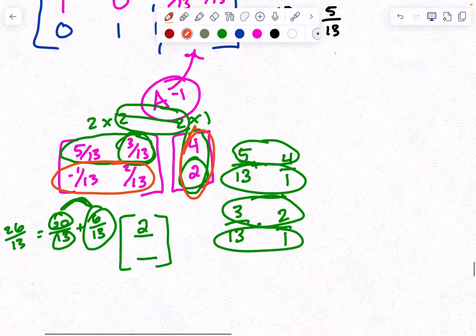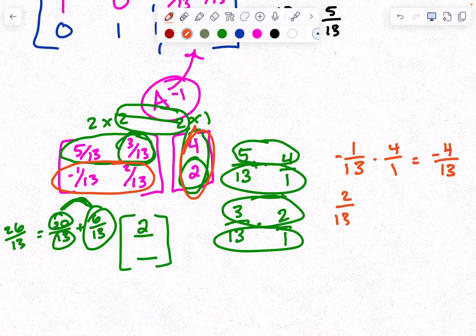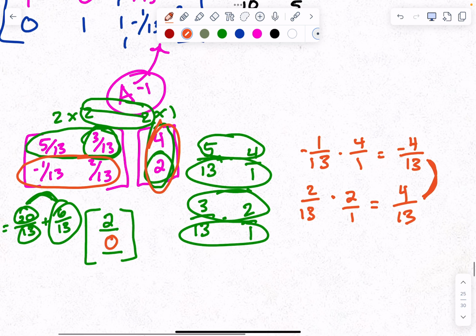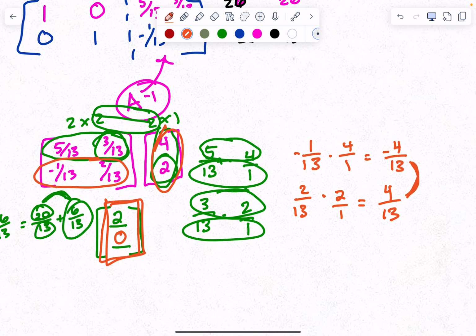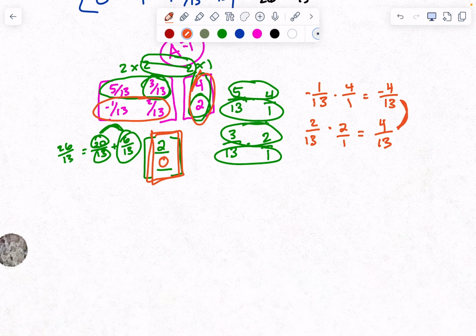So I've got negative 1 over 13 times 4 over 1, which is negative 4 over 13. Then I have 2 over 13 times 2 over 1, which is positive 4 over 13. If I add those two together, 0. Look at how nice this answer was in the end, but how messy it was in the middle. Okay, now what does 2, 0 do?